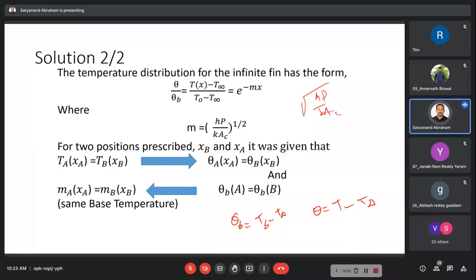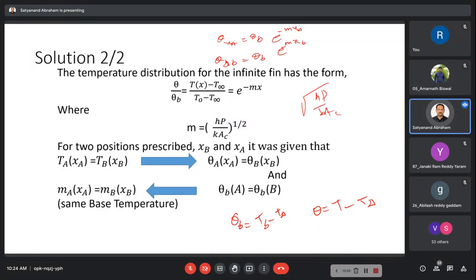So in this case, we know that theta by theta b is the same for material A and material B. For example, we can say theta at x of A is equal to theta b into e raised to minus m x a, and theta at x of B is equal to theta b into e raised to minus m x b.